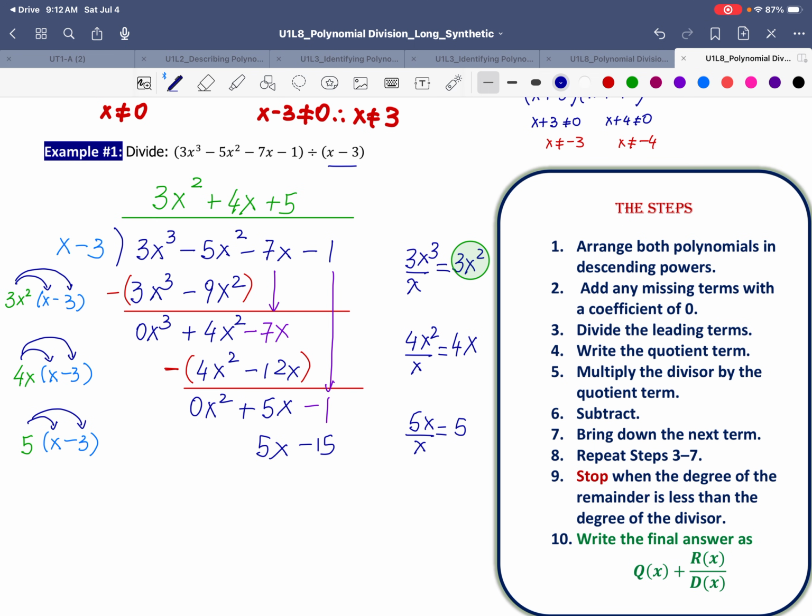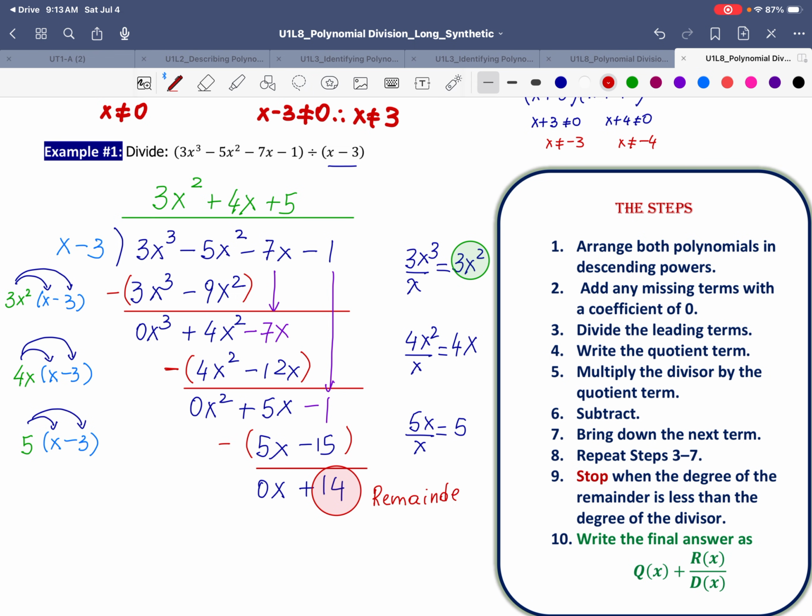Going to draw the line again. We subtract, keep this inside the brackets. 5x minus 5x is 0x. And negative 1 minus negative 15 is negative 1 plus 15, or positive 14. If you want to check to see how many times x goes into 14, I'm going to say it goes no times. So this is where we stop our division. And this is when we say that this leftover number in here will be the remainder in the division.